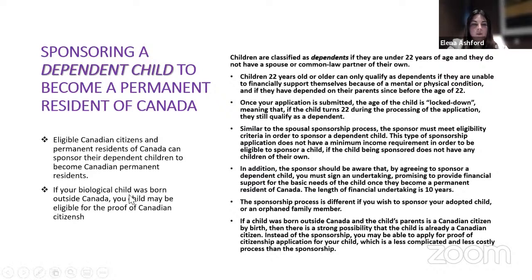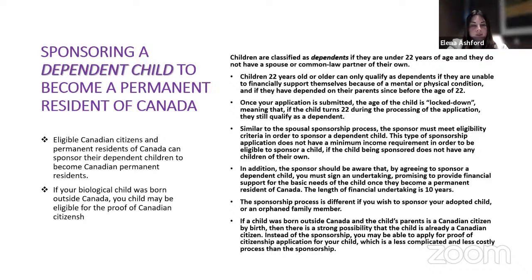I want to highlight here too, because sometimes I get calls from individuals who have biological children born outside of Canada, and the individuals who call me are themselves permanent residents or citizens of Canada. And here you have to think about the citizenship eligibility, right? So if you are born outside of Canada to a Canadian parent, who is either a Canadian citizen or permanent resident, you may be eligible for proof of citizenship, right? So that's a consideration too. Sometimes you have to think not about the sponsorship, but determine on the facts whether this child is already a citizen of Canada and all they need is a citizenship certificate.